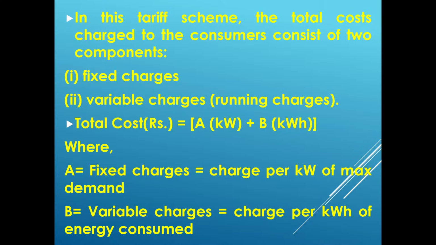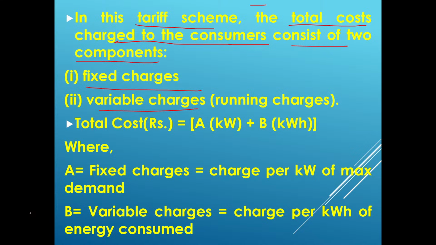In this tariff, that is the two-part tariff scheme, the total cost charged to the consumers consists of two components. There will be two parts: one is fixed charge, the other is variable charge. Two charges will be there for such consumers who have maximum demand of electrical energy. One example is the industries. Variable charge you can call running charge. So the total cost will be fixed charge plus variable charge.